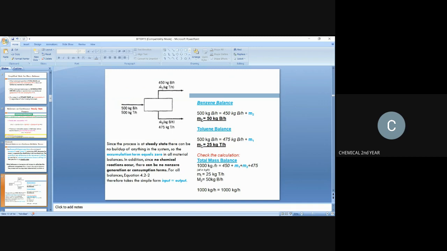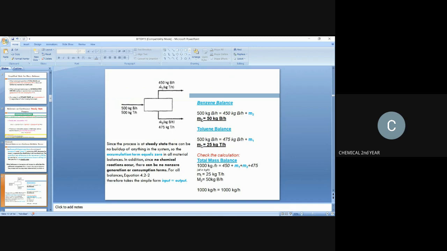Since the process is in steady state, there can be no buildup of anything in the system. So the accumulation term equals 0 in all material balances. In addition, since no chemical reaction occurs, there can be no non-zero generation or consumption terms. For all balances, take the simplest form: input is equal to output.